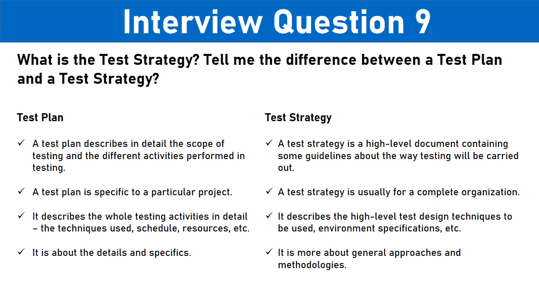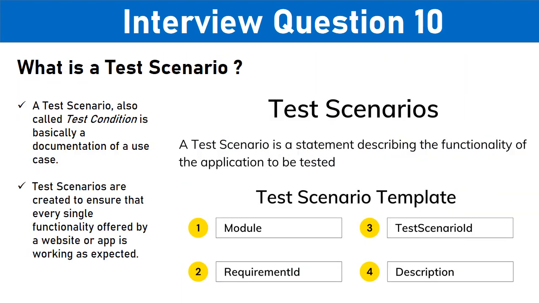Test plan describes the whole testing activities in detail: the techniques used, schedule, resources, whereas strategy describes the high-level test design techniques to be used, environment specifications, etc. Also, test plan is all about the details and specifics, whereas test strategy is more about general approaches and methodologies. So next question, what is a test scenario?